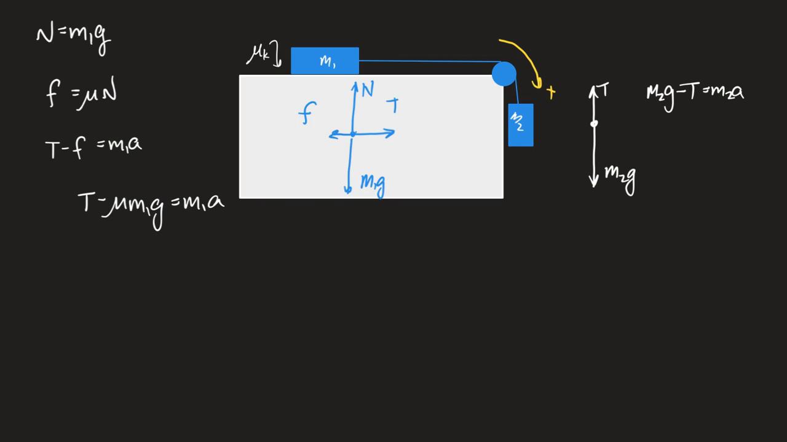Okay. Golf, volleyball. So, I kind of want to cut through this real fast. Have you guys realized we're just going to combine these together the same way? T's are going to cancel out. Be left with M2G minus mu M1G on the left side. That's adding this and this together. T's cancel. The right side, M1 plus M2 all times A.